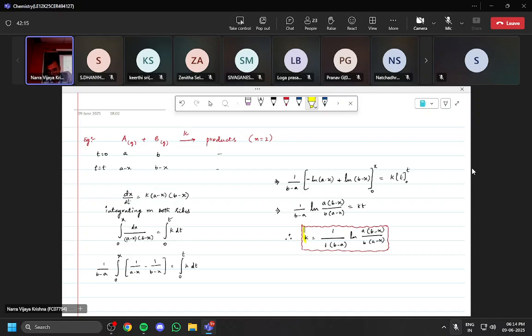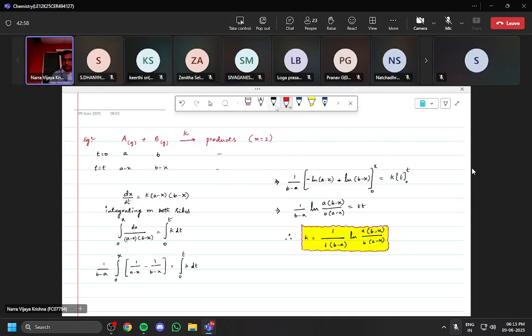In this format, can we derive the rate constant equation for whatever reaction they might have given? Can you do it? There we can solve it for a plus 2b gives rise to products, 2a plus b gives rise to products, a plus b plus c gives rise to products. If it is a plus b plus c, what will you write? dx by dt equals k into (a minus x) into (b minus x) into (c minus x). Accordingly, we will do it again. The method is the same. If it is a plus 2b gives rise to products, I will write dx by dt equals k into (a minus x) into (b minus x) square. Now, accordingly, I will solve. Understood?